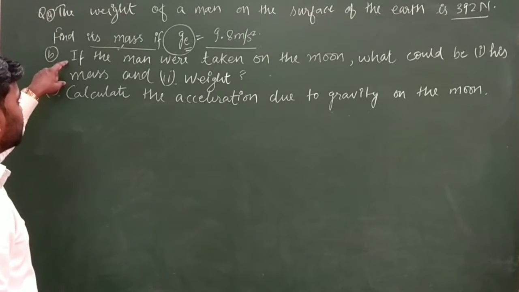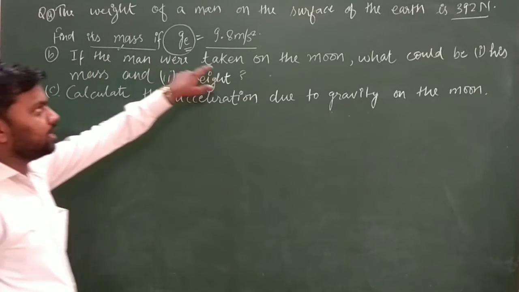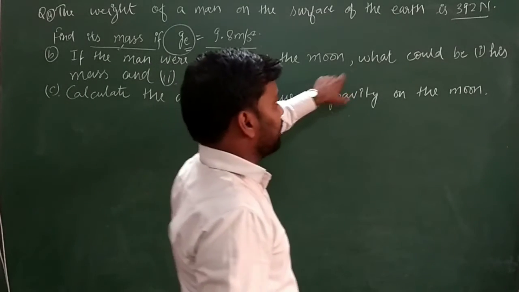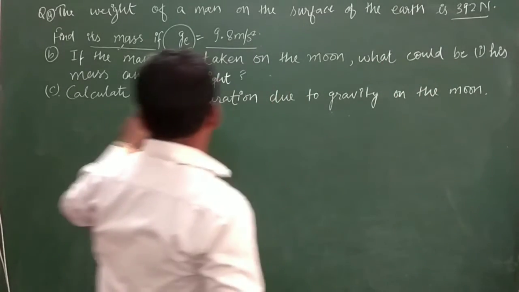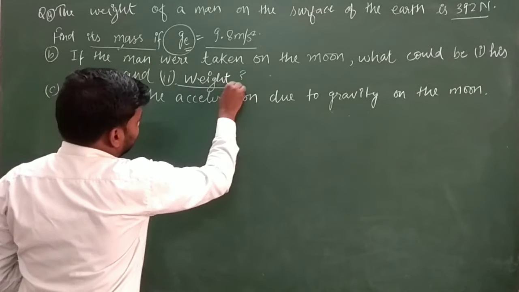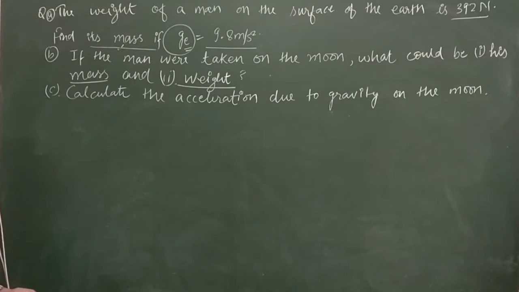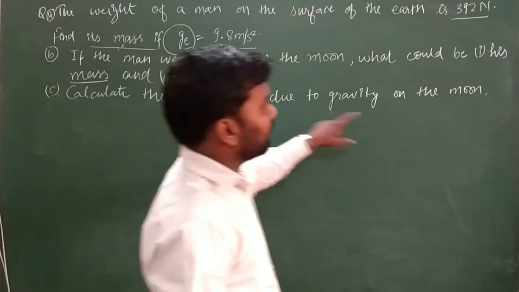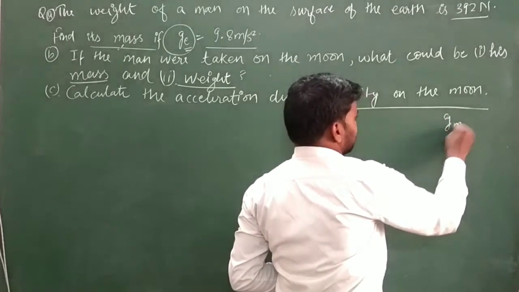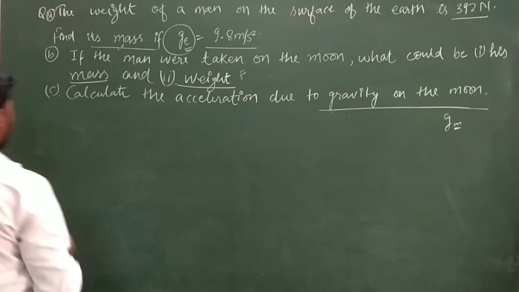In the second part, if the man were taken on the moon, what could be his mass, and what can be the weight of that man on the surface of the moon. Calculate the acceleration due to gravity on the moon. We need to find out g_m also. Okay, so let's start it.